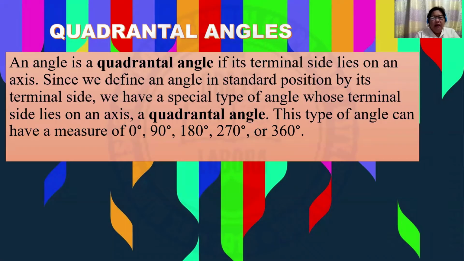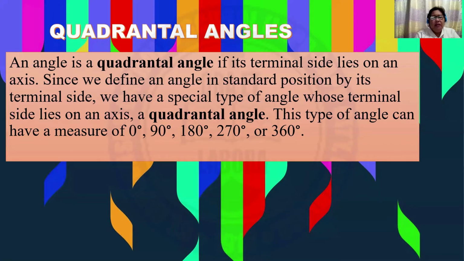Let us also have the quadrantal angles. An angle is a quadrantal angle if its terminal side lies on an axis. Since we define an angle in standard position by its terminal side, we have a special type of angle whose terminal side lies on an x-axis.